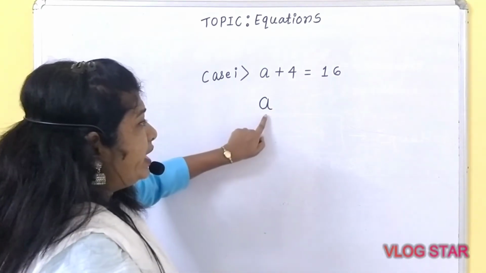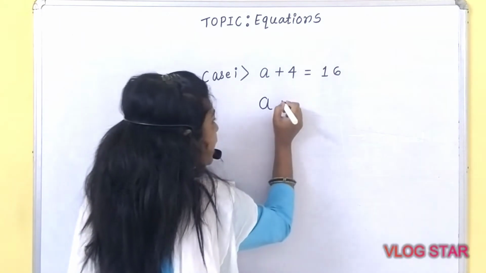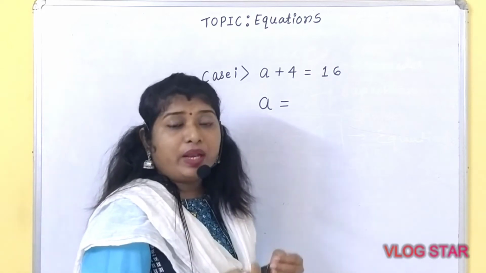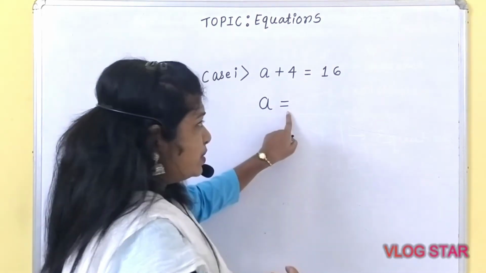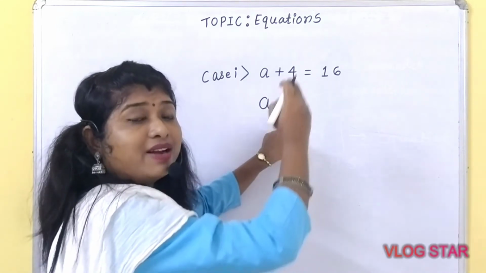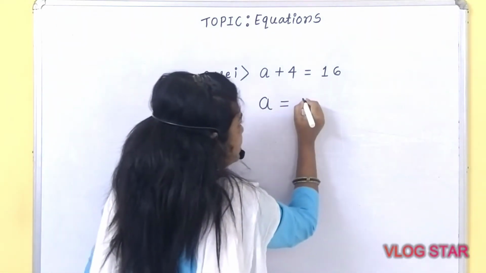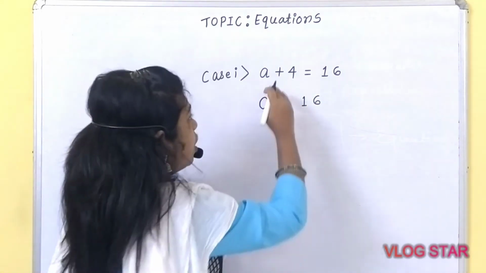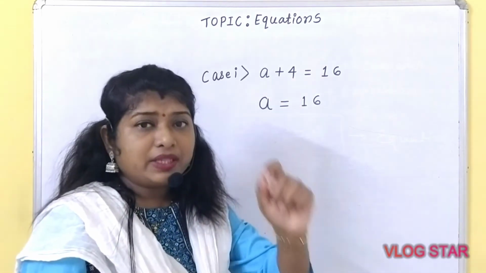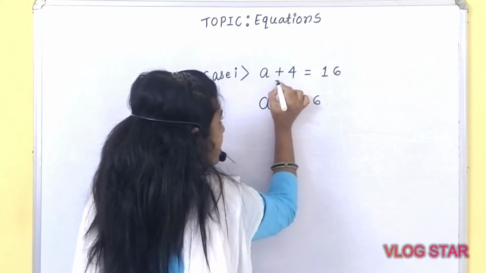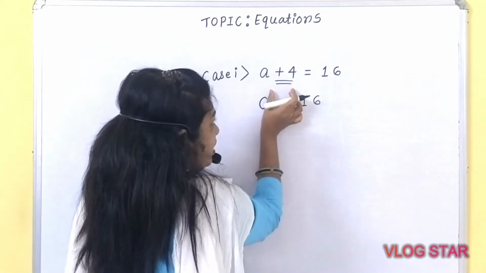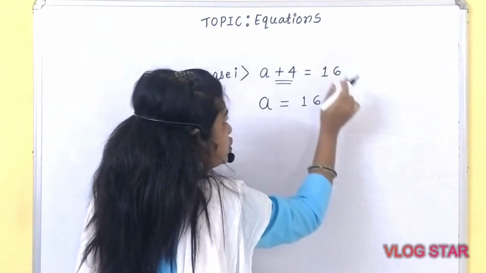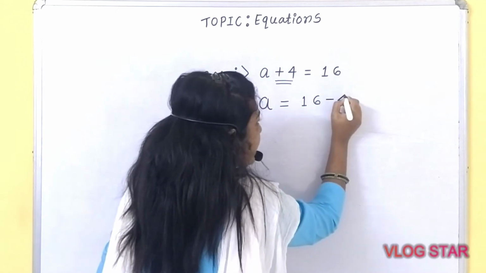First you need to write down that variable as it is, and then you simply put an equal to sign. Why? Because we have to calculate a value. Am I right? Then you need to write down the right hand side number as it is. So what is there on the right hand side? 16. And then you need to decide which operation you are going to perform. As per case number 1, if it is plus 4, this value we need to shift to the right hand side. While shifting you need to write minus 4.